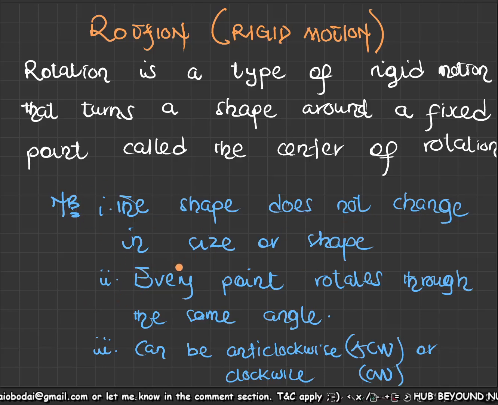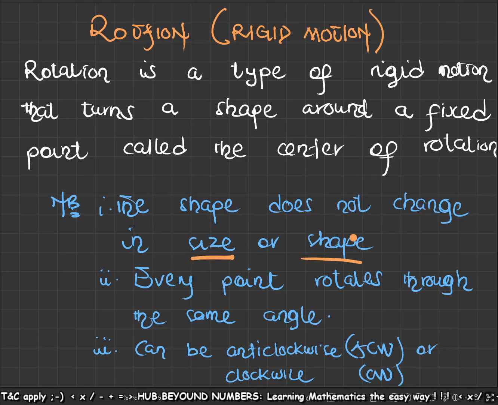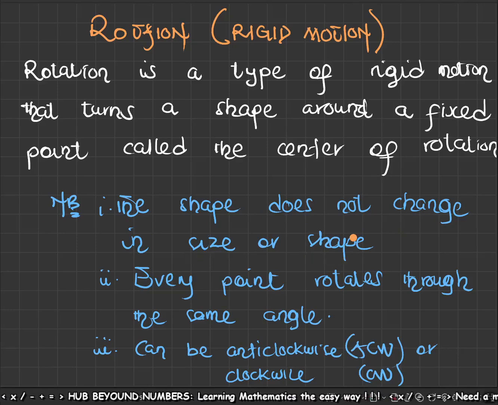Now, these are the important things you have to note about rotation. Since it is a rigid motion, the shape does not change in size or in its shape. So there's no distortion. The shape should be the same. It shouldn't change in size, and if you are rotating a square, it shouldn't become a rectangle. Every point rotates through the same angle. So if you have more than one point on the shape and you are rotating, at the end they should all have rotated by the same angle. And finally, the rotation can be either clockwise or anti-clockwise.